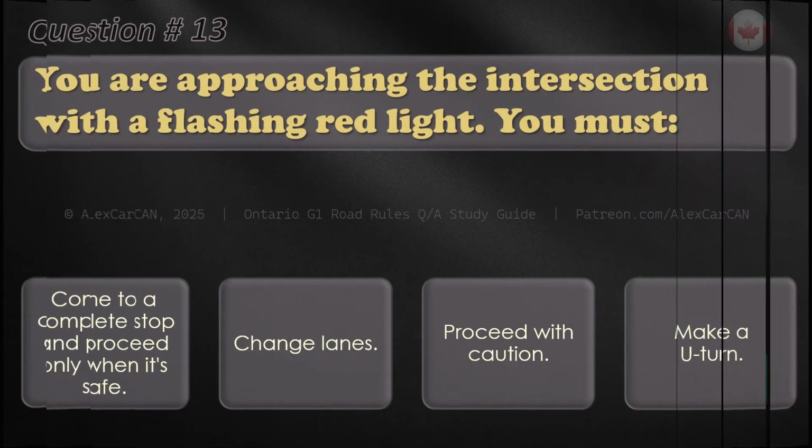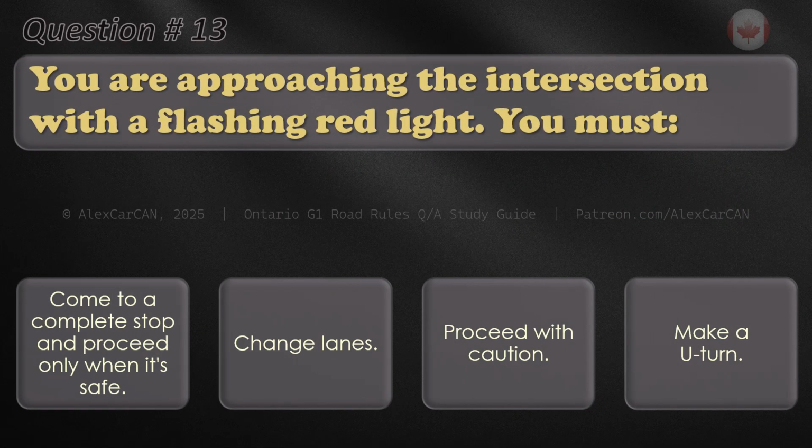Question number 13. You are approaching the intersection with a flashing red light. You must come to a complete stop and proceed only when it's safe. Change lanes. Proceed with caution. Make a U-turn.